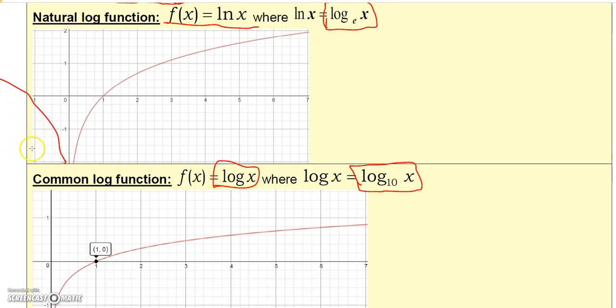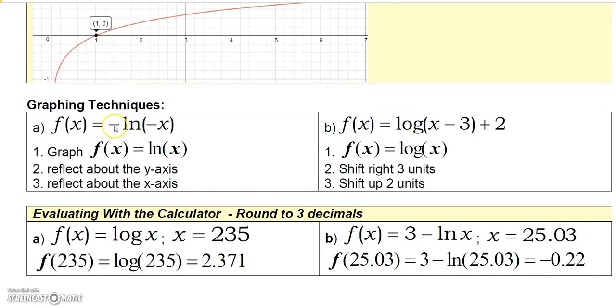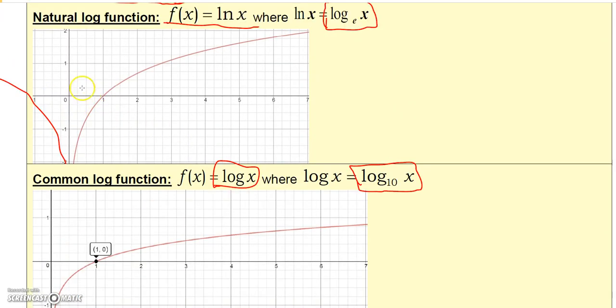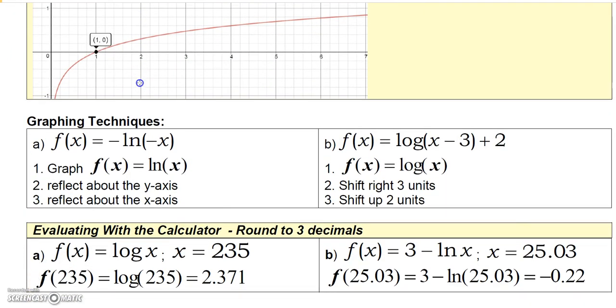All right. Then when you do the minus in front of it, that takes that graph and reflects it about the x-axis. So if you take that graph and reflect it about the x-axis, it would end up looking something like this, off in this direction. Okay, so that's what you would end up with there using your graphing techniques.